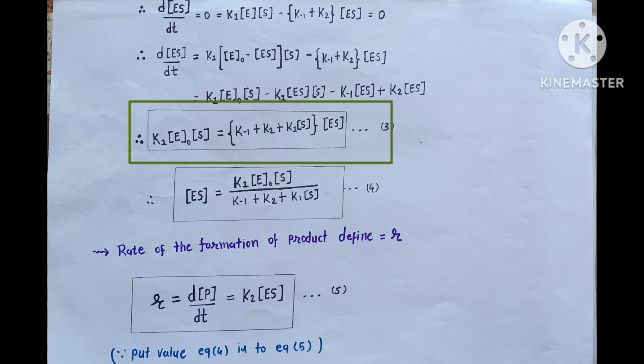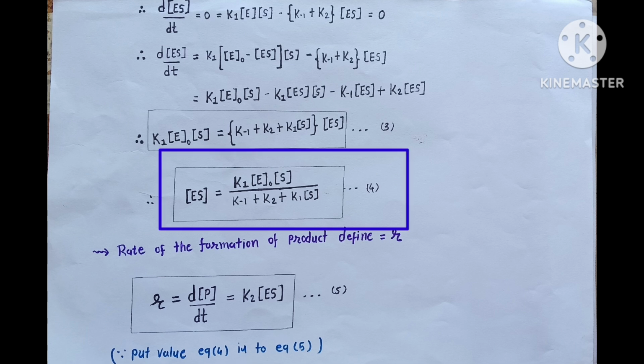So here we define this equation as equation number 3. We write this equation number 3 in this form: ES is equal to K1 E0 S divided by this whole K minus 1 plus K2 plus K1 S, going into a division form. So our perfect equation is ES is equal to K1 E0 into S divided by K minus 1 plus K2 plus K1 S. So this is our fourth equation.